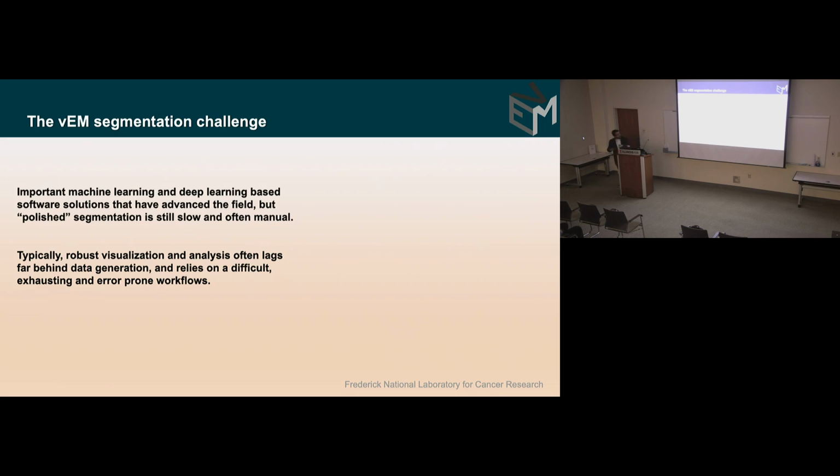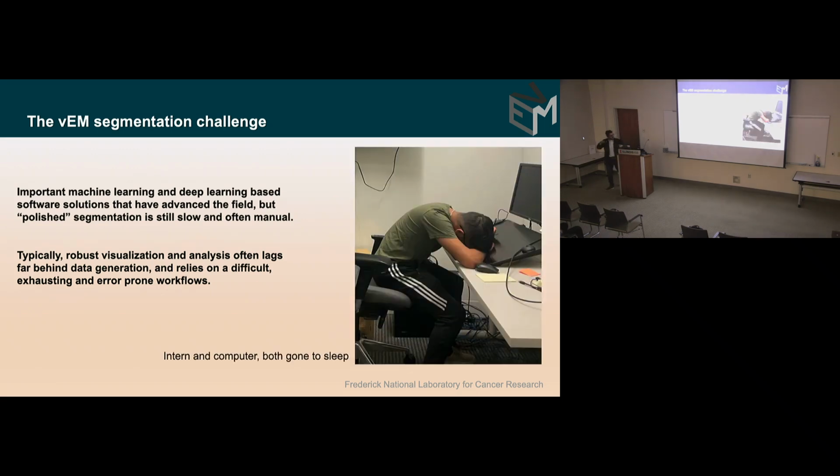So there have been machine learning and deep learning based approaches, but polished segmentation is still slow, still required, and most often is manual. And so the problem, of course, is that people do this. This is difficult, this is exhausting, and error prone. And anytime I say something like this, I have to provide proof. And this is our intern a couple of months ago. So it really is exhausting, right?